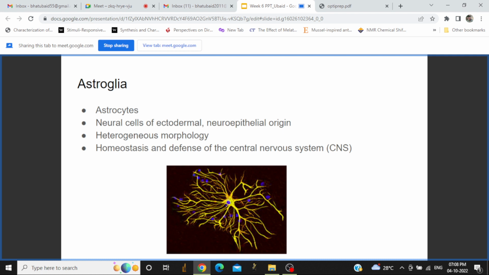Talking more about the astroglia, which was asked in the question, they are also called astrocytes, and their origin is from neural cells of ectoderm and neuroepithelium. They are originated from ectoderm and neuroepithelium, and they have heterogeneous morphology. Earlier there was some picture, and this is the actual picture of these astrocytes. They have the star-shaped morphology but irregular, not a defined star-shaped morphology. And their function is to maintain the homeostasis, and they also have a role in defense of the central nervous system.